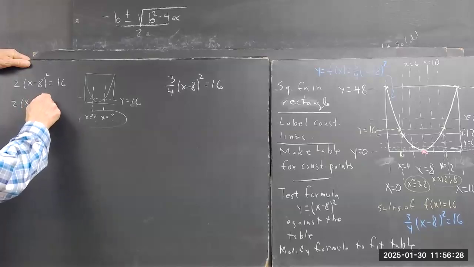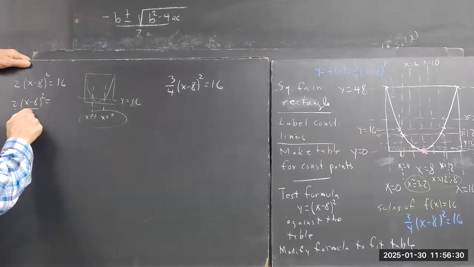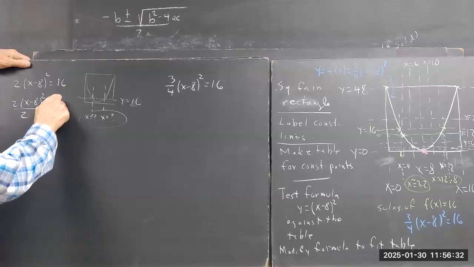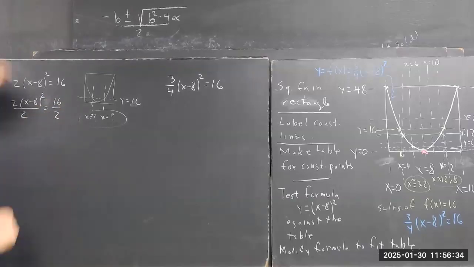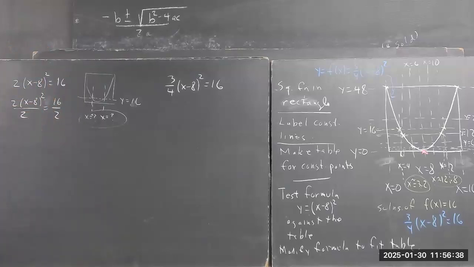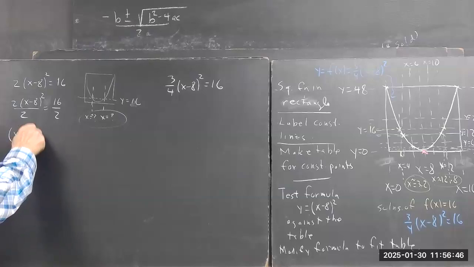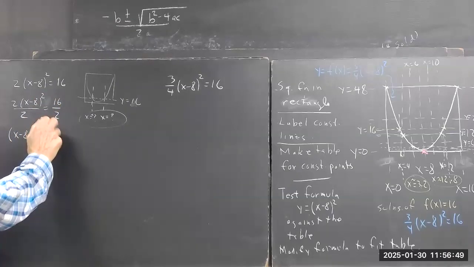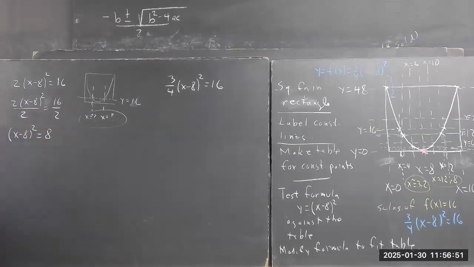The step looks like this. You divide this side by 2, you divide this side by 2. Okay? And then this 2 divides this 2, leaves you x minus 8 squared. Over this side, you get 8. Okay? And many of you had it, and some people didn't quite get there.